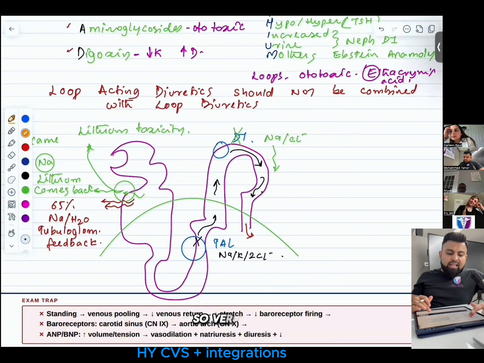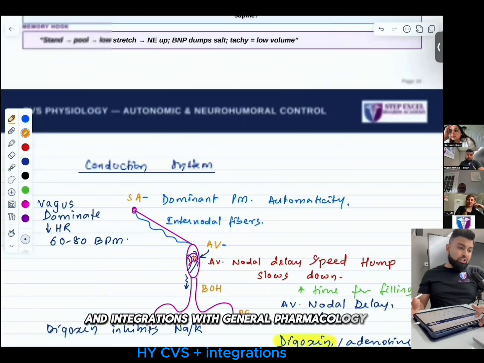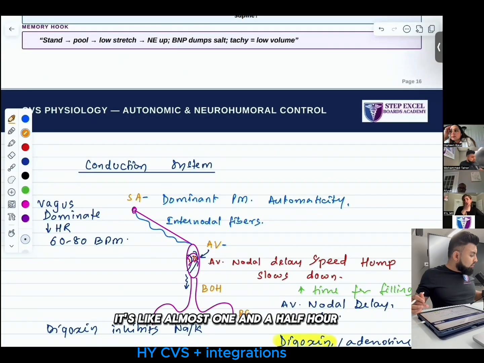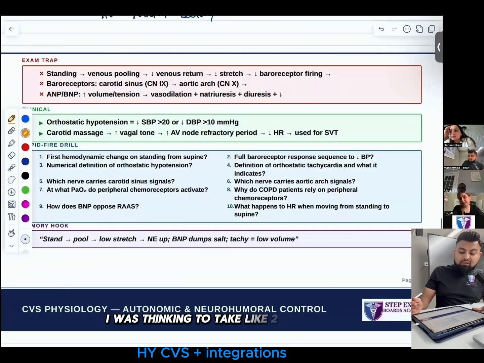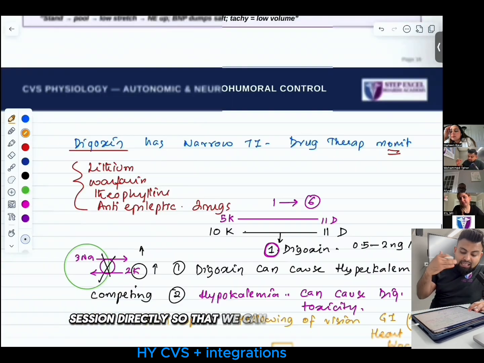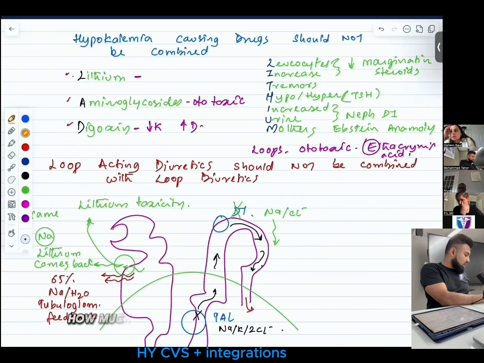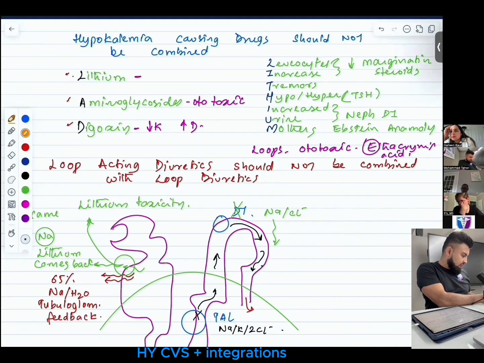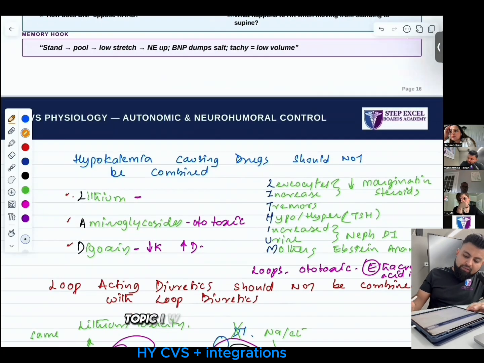All right. So very extensive, guys. We have to discuss the action potential and pharmacology and integrations with general pharmacology, all. So what we have to discuss in the next class, today it's almost 1.5 hours we have already covered, right? I was thinking to take a 2-3 hour session directly so that we can cover maximum. But let me just check how much time I have before I start my Step 2 class. Okay, let me take a little more topic and cover it with you guys.